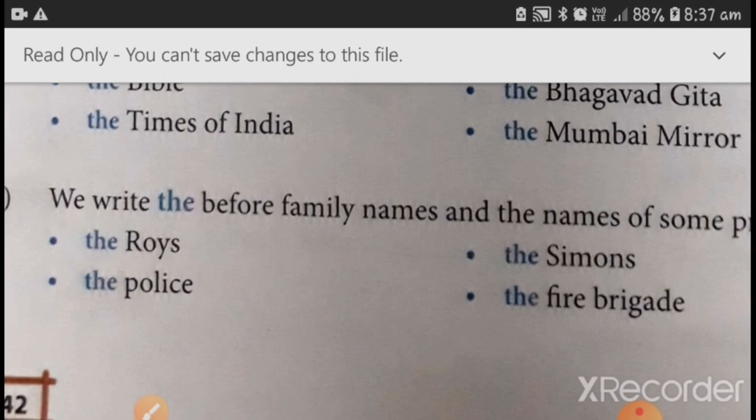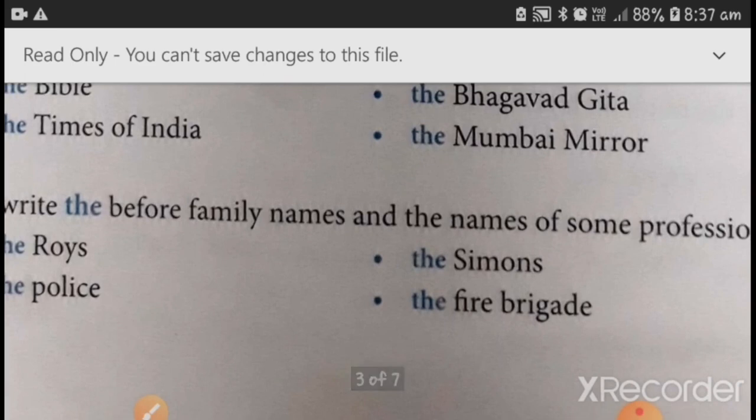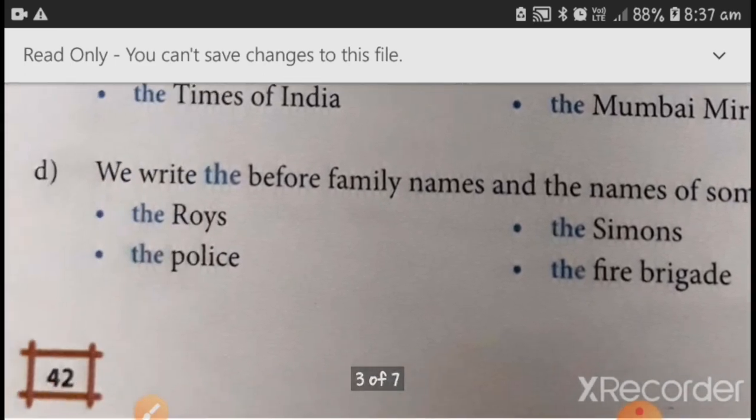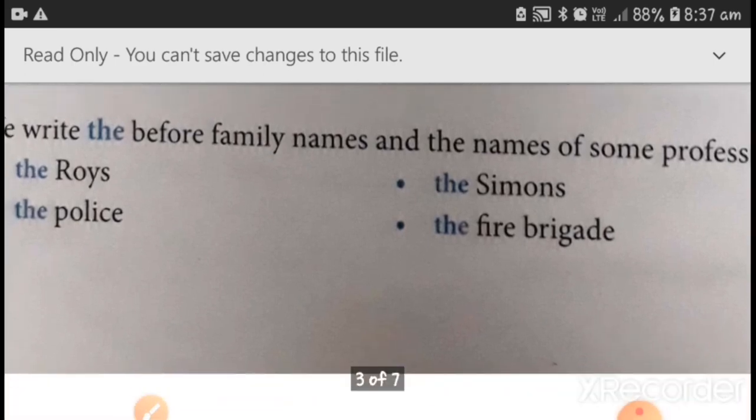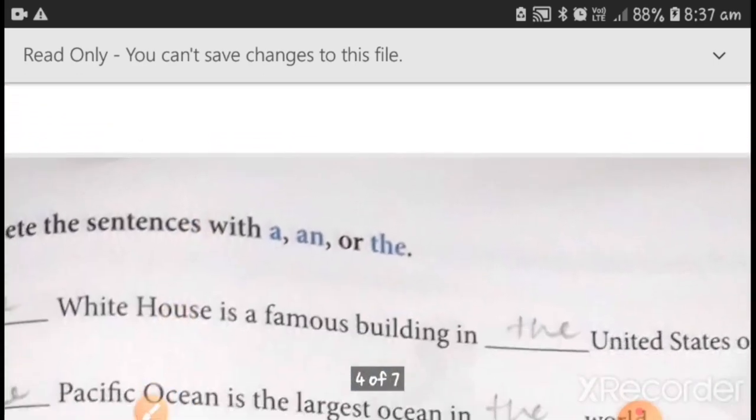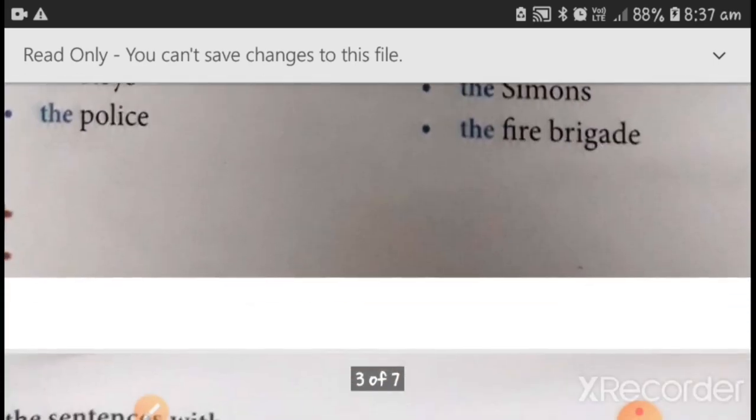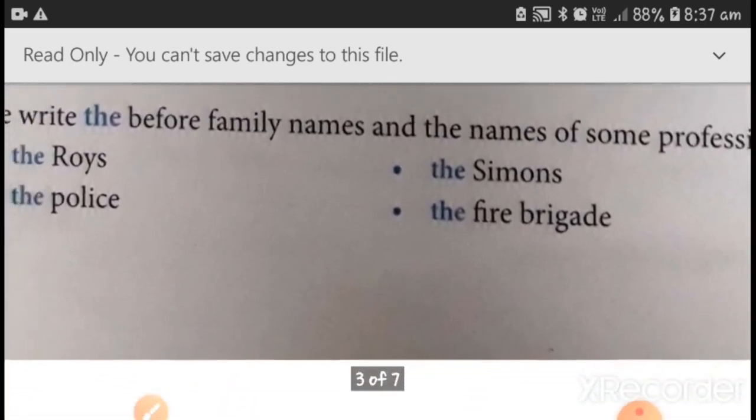We use the before family names and the names of some professions, like the Roy family, the Gupta families, many more families we can say, the police, the court, or legally related, the fire brigade. In all these we have to use the article before these words. So these are the different family names and some professions.